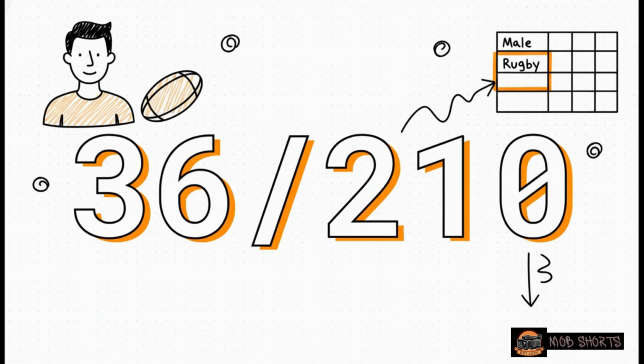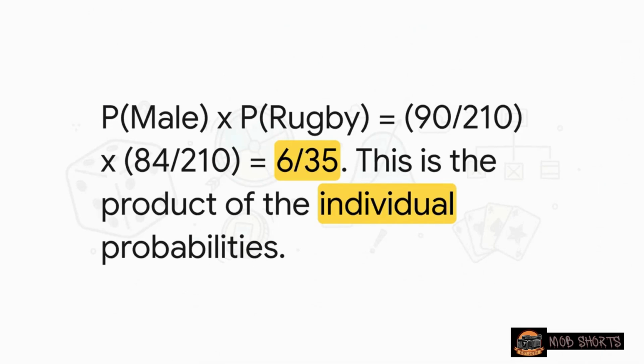We'll start with the first half of that equation. What's the probability of someone being male and preferring rugby? We just look at our table. The box where male and rugby cross is 36, so that's 36 people out of the total of 210. Okay, now for the other side of the equation. We need the overall probability of someone in this group being male, which is 90 out of 210, and we multiply that by the overall probability of someone preferring rugby, which is 84 out of 210.